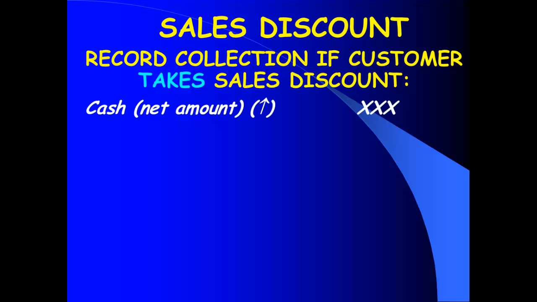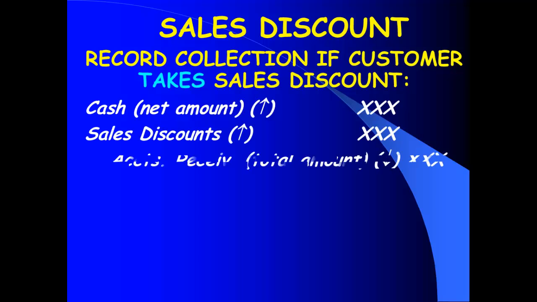What do I have less of once they pay me? Accounts receivable needs to go down. But in that example, how much does accounts receivable need to go down by? Not $98, but by $100. Why is that? Well, we need to get it off the books completely, what they owe me. We credit accounts receivable for $100. To make it balance, I need a $2 debit. That $2 debit goes to sales discounts. So I would debit cash for 98.